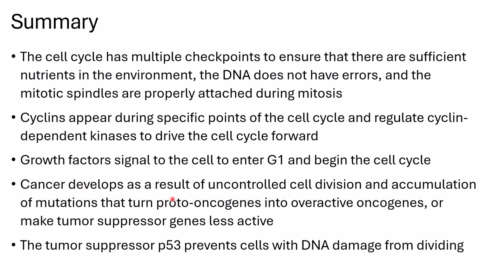Cancer is a disease that develops when there is uncontrolled cell division, which leads to the accumulation of mutations. These mutations can turn proto-oncogenes into overactive oncogenes, or make tumor suppressor genes less active. One of the most important tumor suppressors is p53, which prevents cells with DNA damage from dividing. In the next lecture, we will start discussing meiosis, which is how reproductive cells are formed.